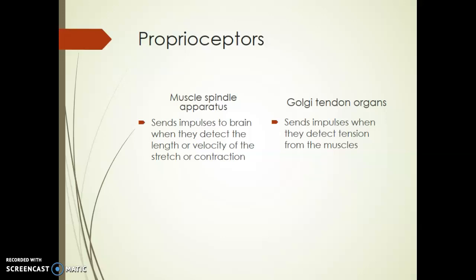The tendon connects the bone to the muscle, and inside this tendon are the Golgi tendon organs. These detect tension in the tendons. When there is too much tension, a nerve will send an impulse to the brain and the alpha motor neuron will send an impulse to the muscles and the muscle will relax.